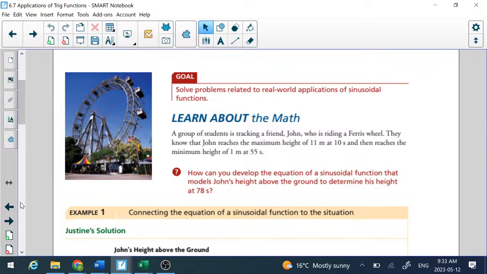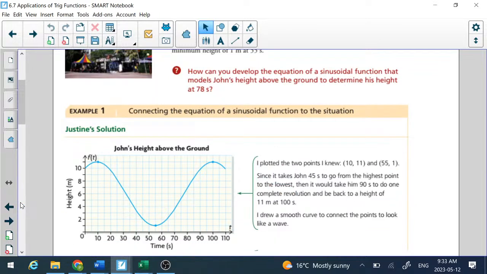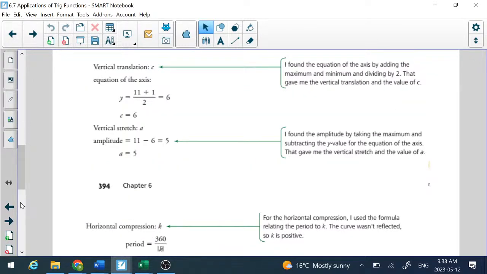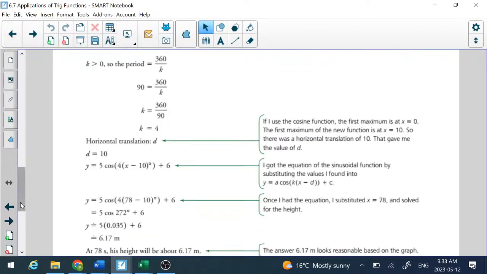What do we got? John's height. Let's see their equation. They got that, they got that. They got that. Boom. And so this is the equation they came up with. Do we have the same? Why do they have minus 10? Oh yeah, we do. Okay, good.